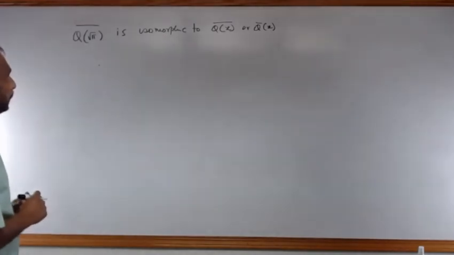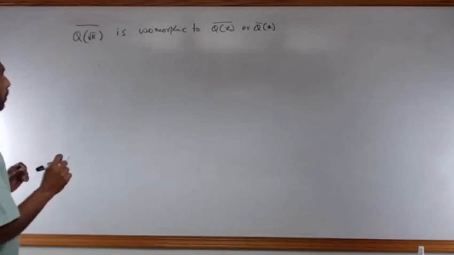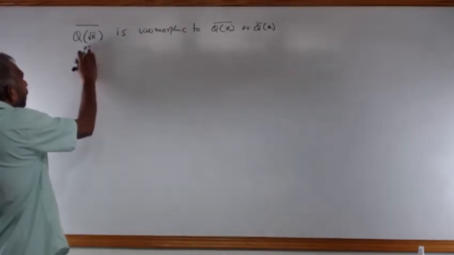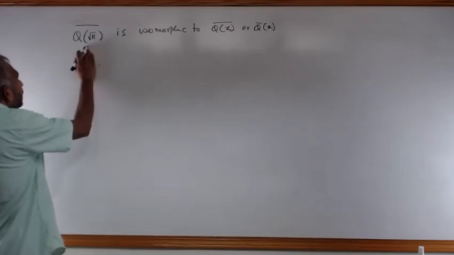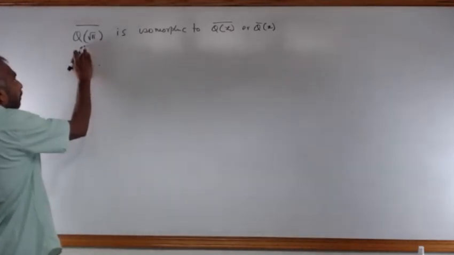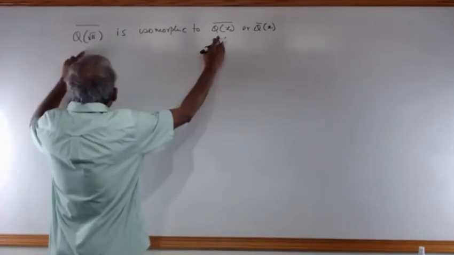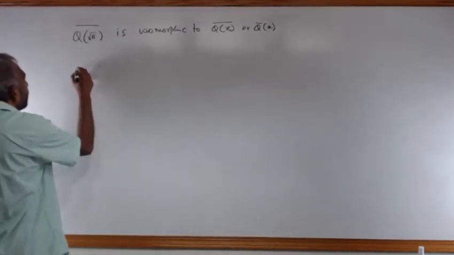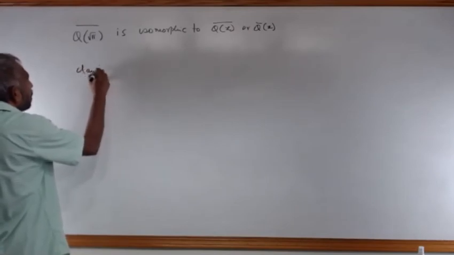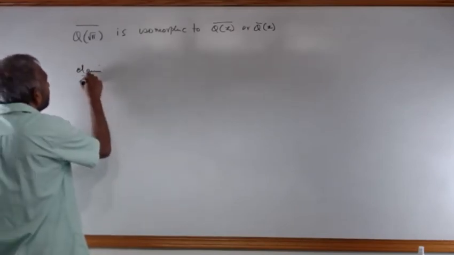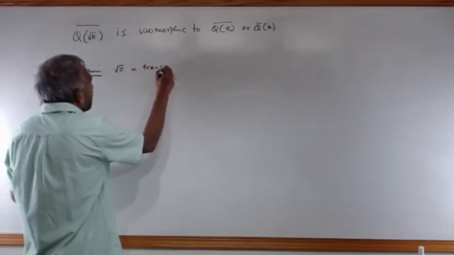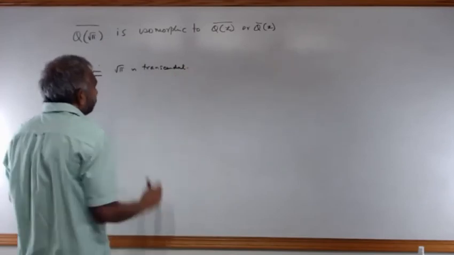So the way we are going to prove this is that we are going to create an isomorphism between these two. For that, the first thing we have to do is claim. The first claim is root pi is transcendental.